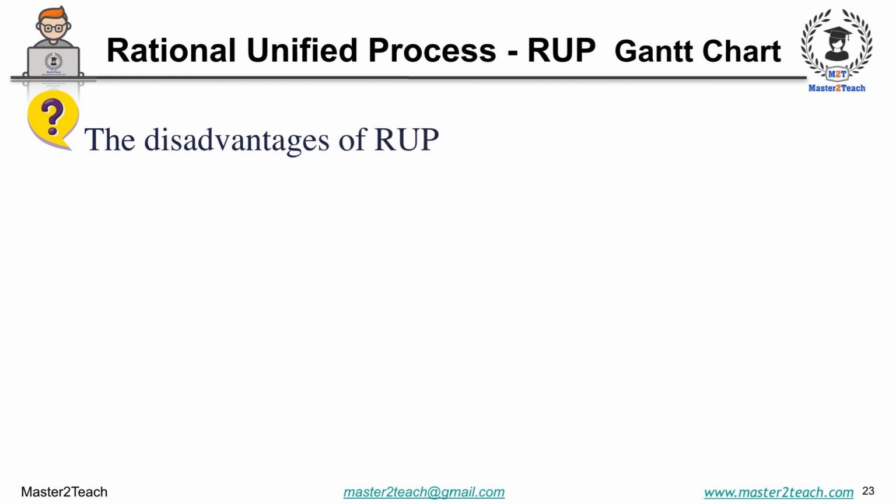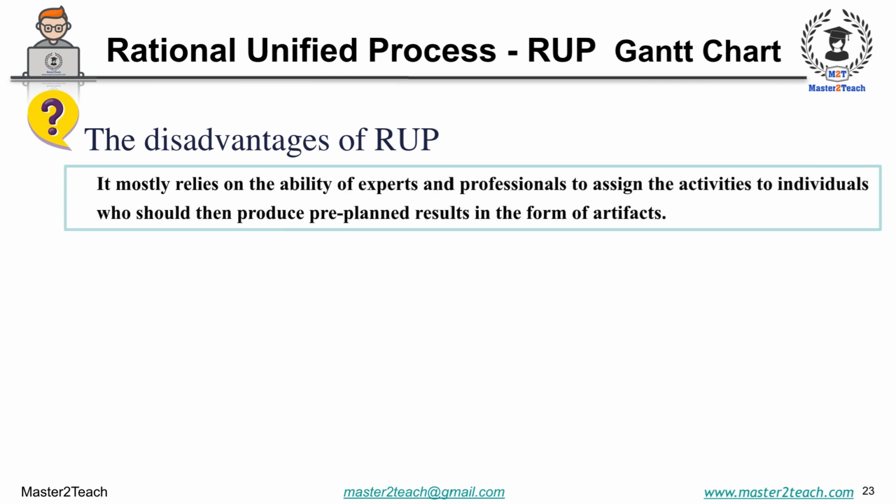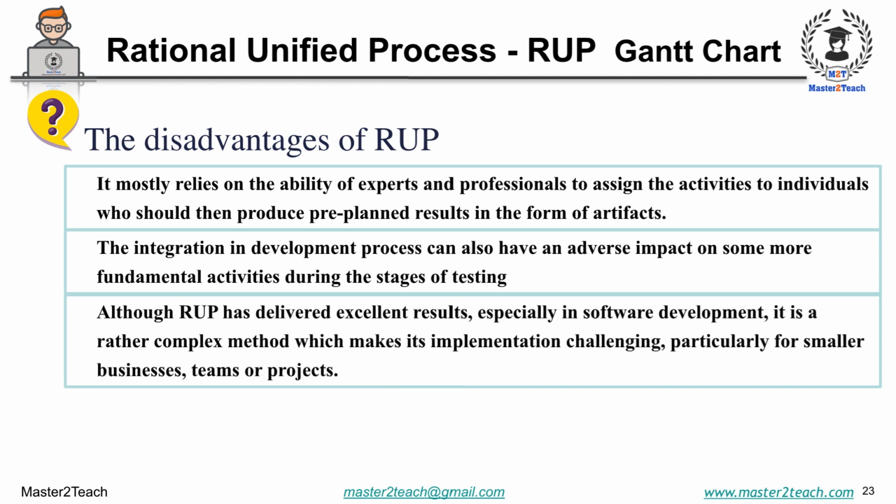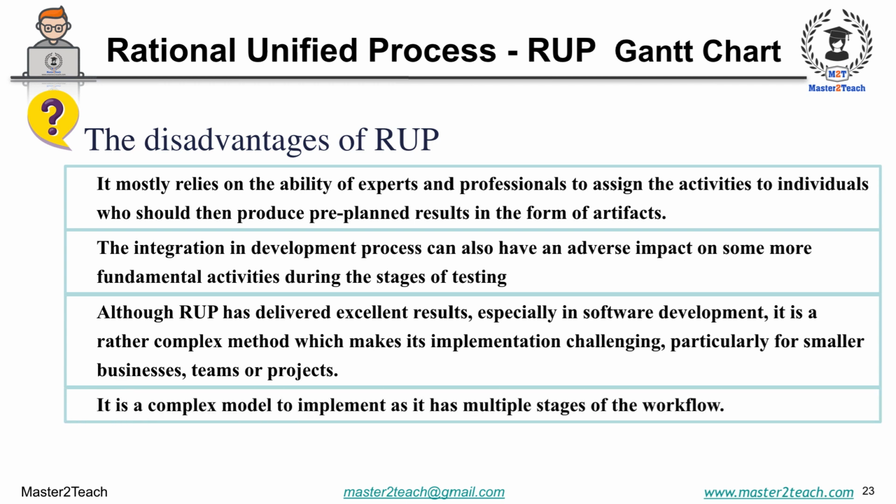Some of the disadvantages of the RUP are as follows. It mostly relies on the ability of experts and professionals to assign the activity to individuals who should then produce preplanned results in the form of artifacts. The integration in the development process can also have an adverse impact on some more fundamental activities during the stage of testing. Although RUP has delivered excellent results, especially in software development, it is a rather complex method which makes its implementation challenging, particularly for smaller business teams or projects.